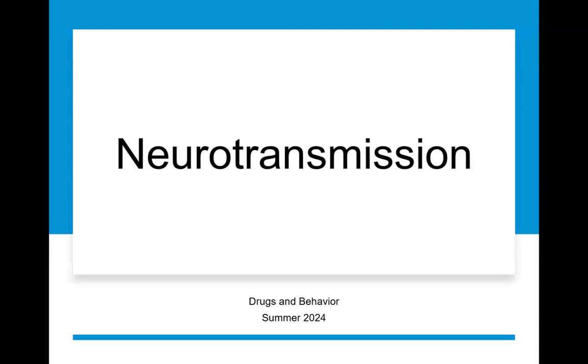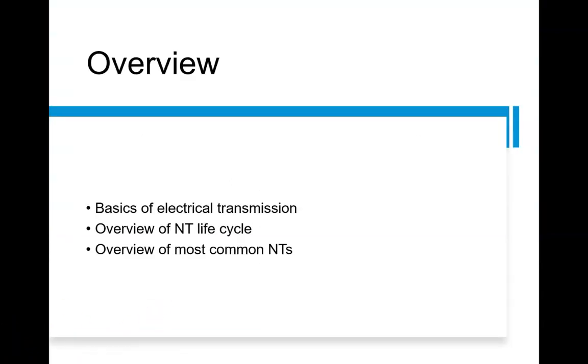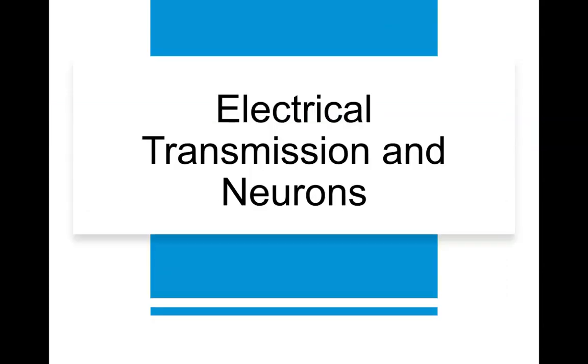So what are we going to talk about with this section, talking about neurotransmission? Well, we're going to mostly be covering 3 different things. We're going to start by talking about the basics of electrical transmission within a neuron. After that, we're going to talk about an overview of the neurotransmitter life cycle. And then I'm going to finish up by talking about some of the most common neurotransmitters that you are likely to encounter in a course based on psychopharmacology. So let's go ahead and start by talking about electrical events and electrical transmission within neurons.